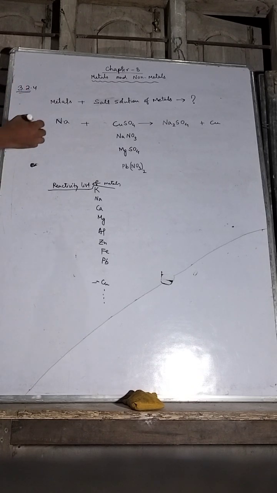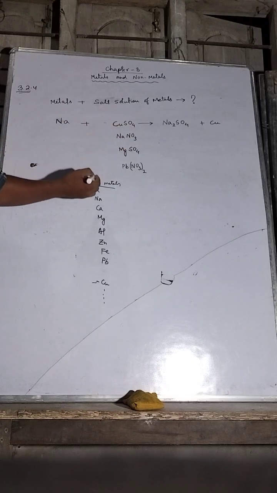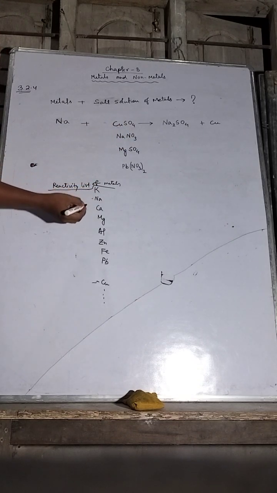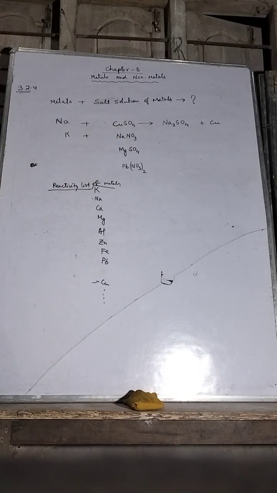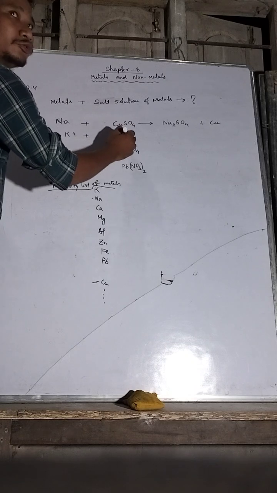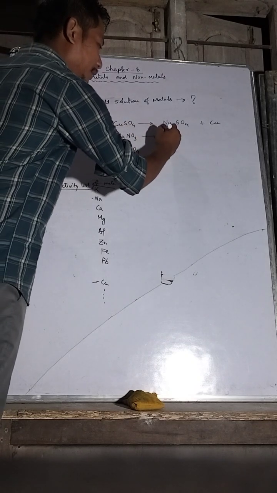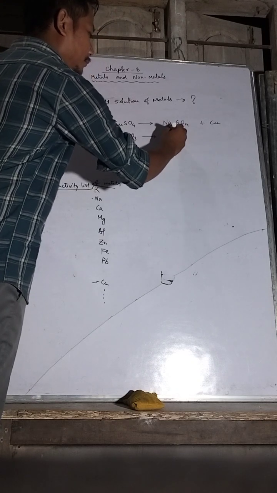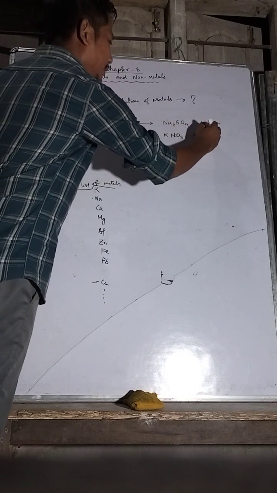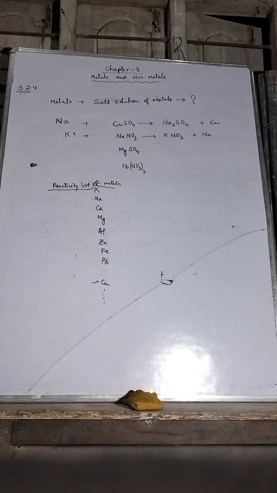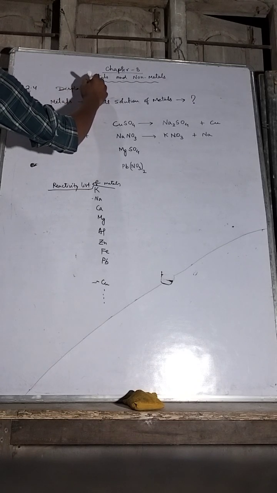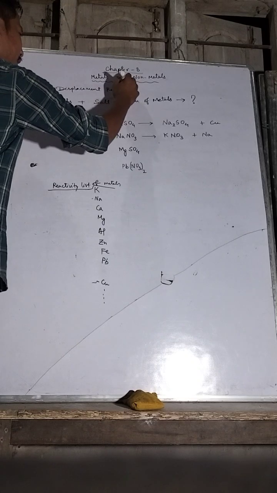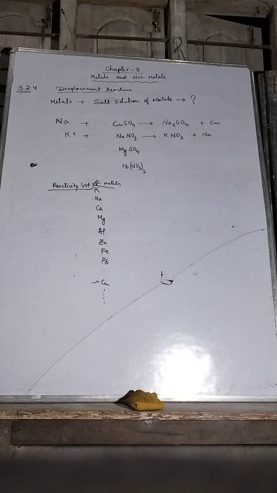Let us see another one. So here we have taken the salt solution of metal as sodium nitrate. So here is the sodium. So we will take the higher reactive metal, which is potassium. So potassium reacting with sodium nitrate. Here the potassium will displace sodium from the salt solution and itself becomes potassium nitrate and the sodium will be displaced out. In short, we can say this reaction is going with what? Displacement reaction, where a reactive metal displaces a lower reactive metal from its salt solution.